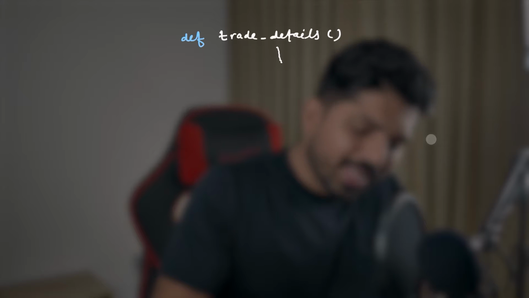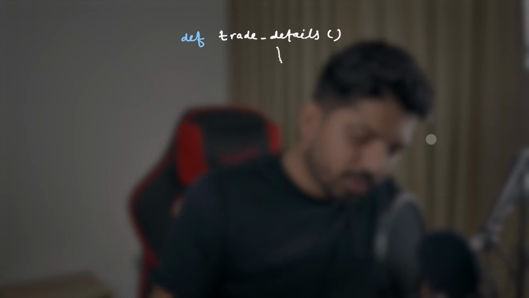So let me quickly show you roughly what decorators are and what functions they perform. Let's say we have a function which provides the trade details. So I'll write trade details, right? And there can be any code, so that's not the concern here.